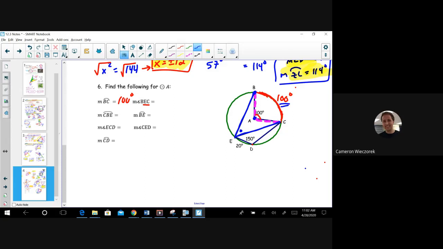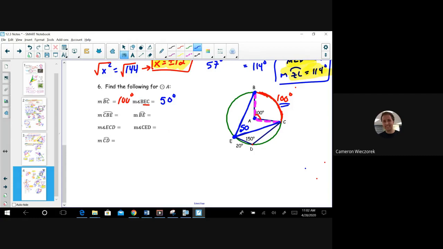So how do you go from the arc back to that inscribed angle whose vertex is at E? You cut it in half. So this is going to be 50. All right, so we got 2 knocked out. That's good. Let's see what else we can find.